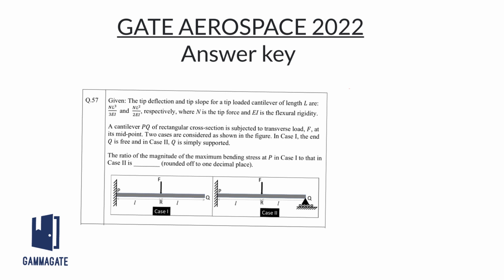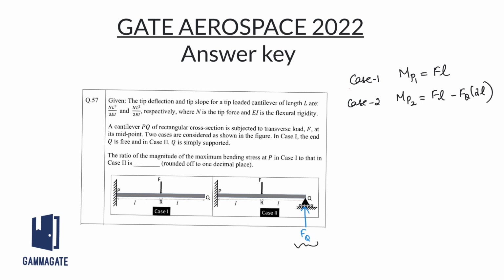We are asked to calculate the ratio of the magnitude of the maximum bending stress at P in case 1 to that in case 2. From case 1, we can see the moment at point P1 is equal to F times L. And from case 2, we can see the moment at P2 is equal to F times L minus Fq times 2L. Fq is a reaction at Q.